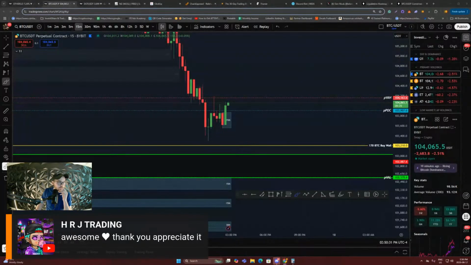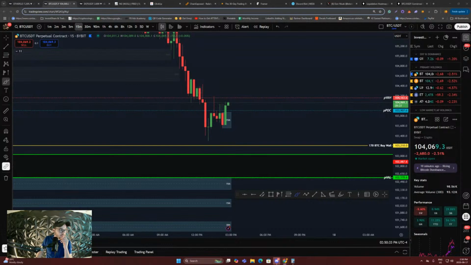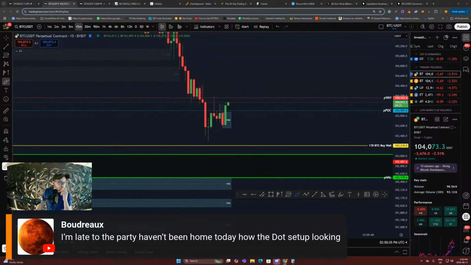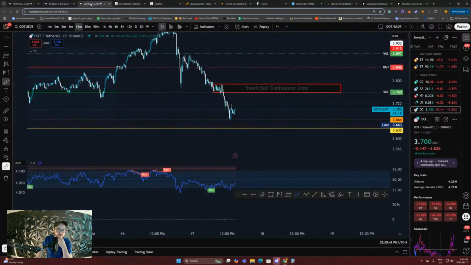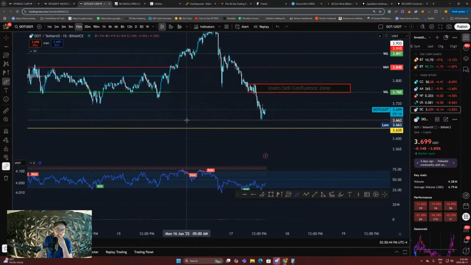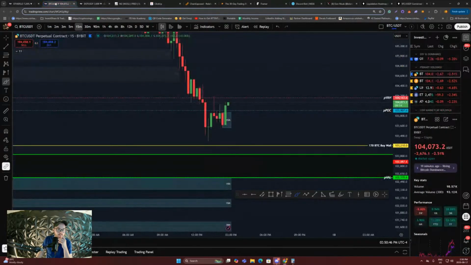No problem, man. Late to the party, how's the DOT setup looking? We looked at DOT. We're at an area of interest for a potential reversal, but we have no confirmation of a reversal yet.